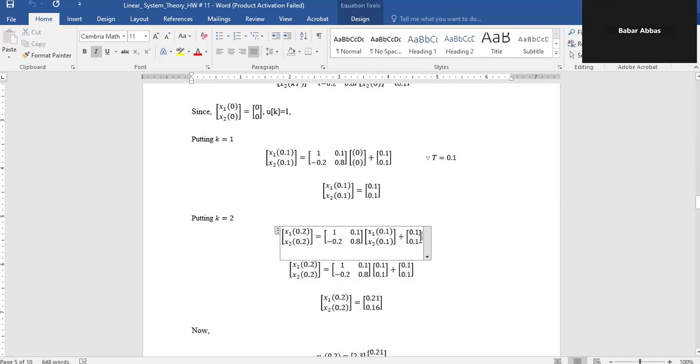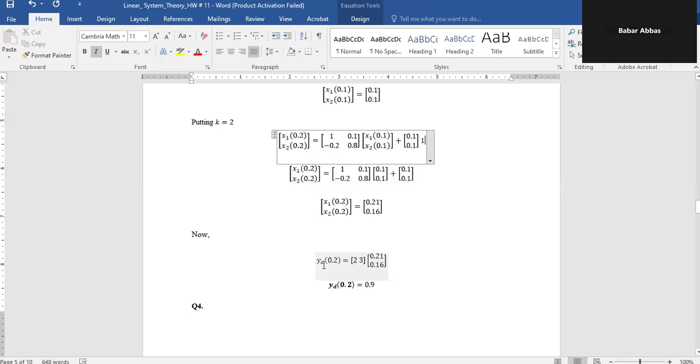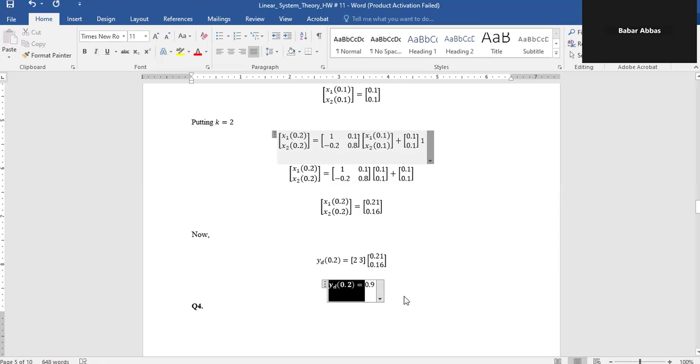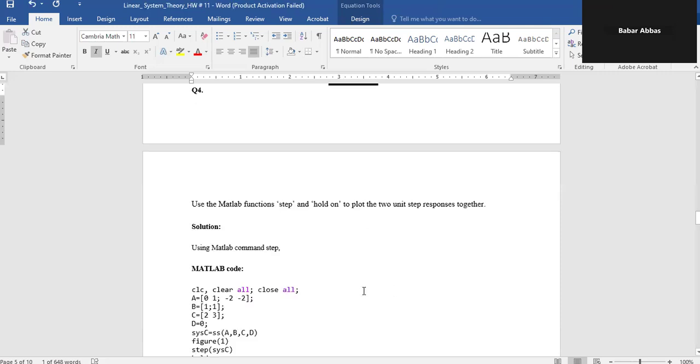Here this value is equal to 1. The new values are 0.21, 0.16. Now these are used to find the output values, Yd is 0.2. So this is the C matrix. We will multiply this, so the discrete time value comes up to 0.9. For the continuous time it was 0.8, and for the discrete time the value comes out to be 0.9.